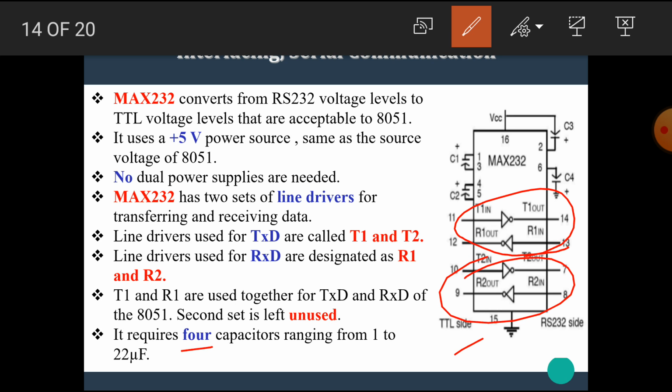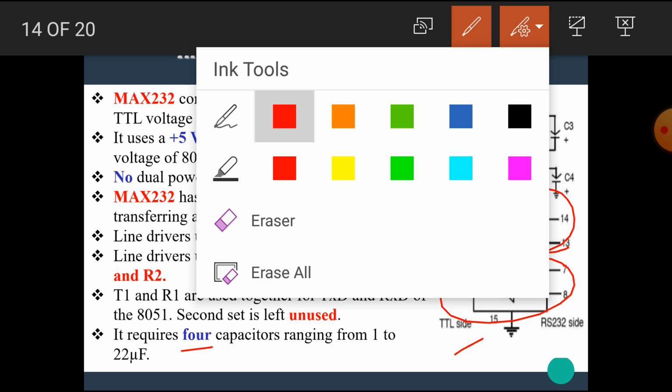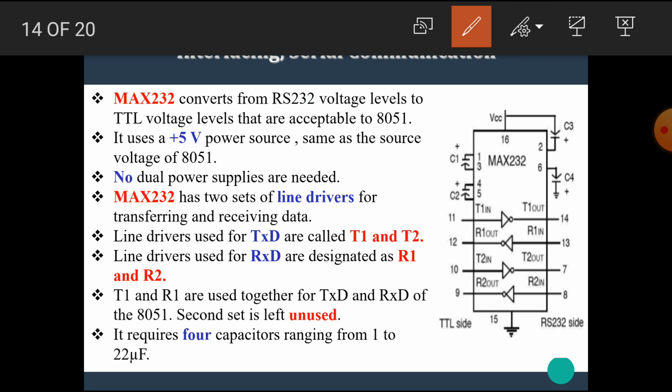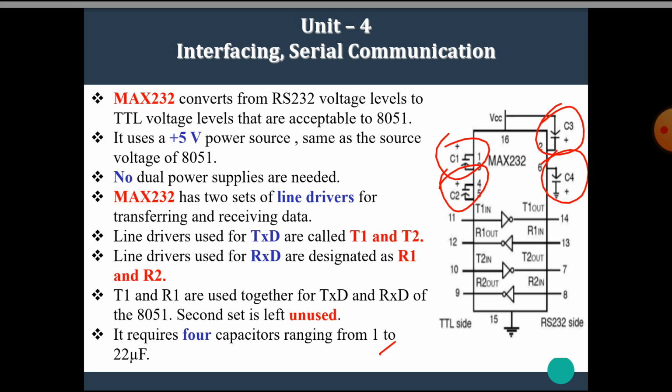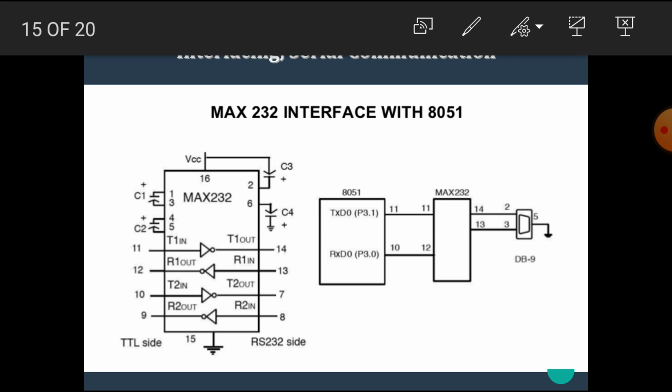It requires 4 capacitors ranging from 1 to 22 microfarad. That means it requires 4 capacitors whose values range from 1 microfarad to 22 microfarad. This is the basic interfacing diagram of MAX232 with 8051 in null modem.